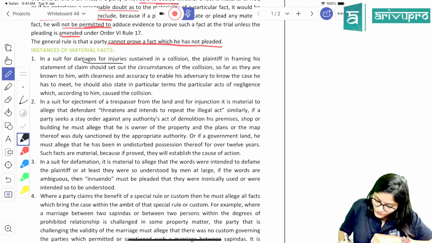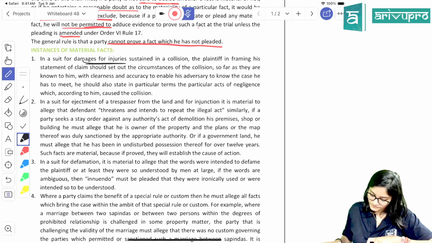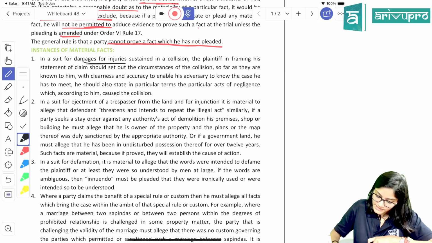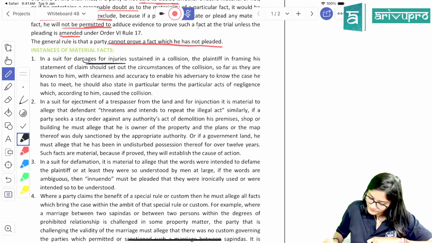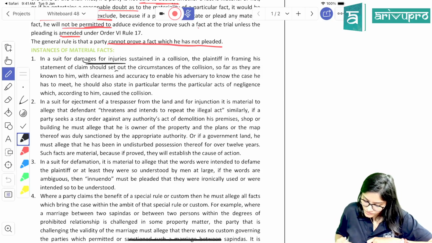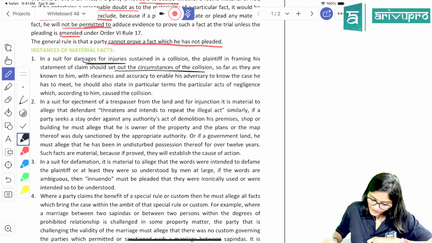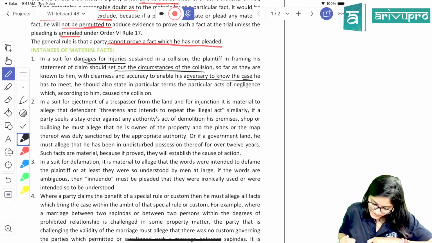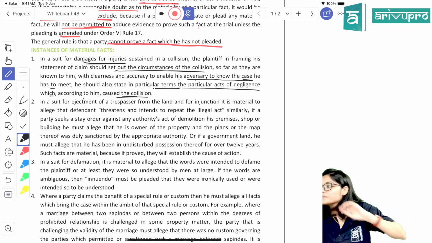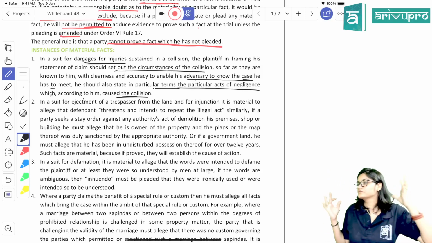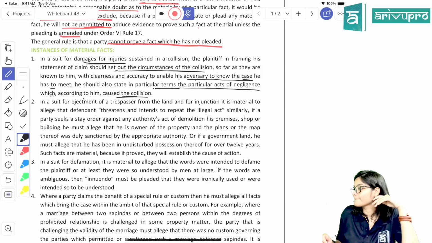In a suit for damages for injuries sustained in a collision, the plaintiff in framing his statement of claim should set out the circumstances of the collision so far as they are known to him with clearness and accuracy, to enable his adversary to know the case he has to meet. He should also state in particular terms the particular acts of negligence which according to him caused the collision. Collision means what? Two vehicles came together. So what are the circumstances? You have to explain that, right?